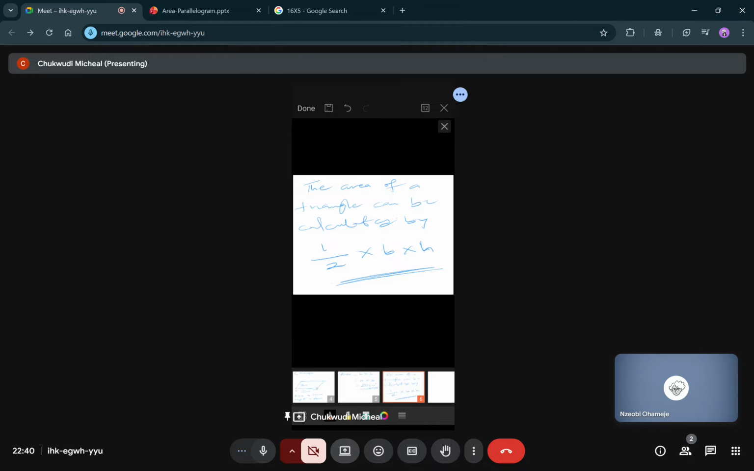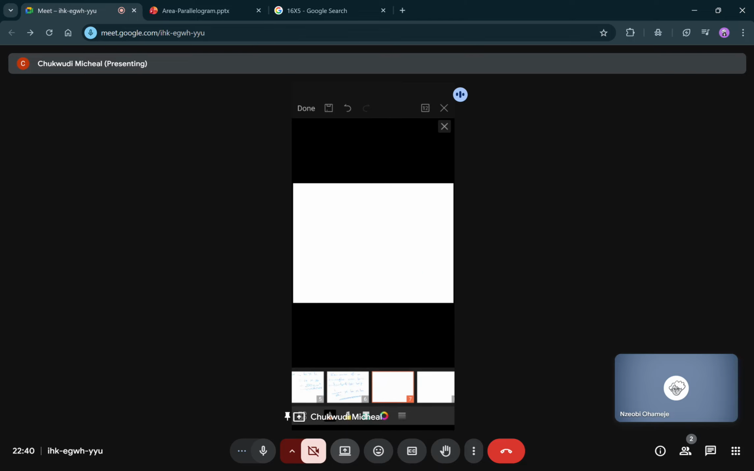Are you there? Good. So having known that, now look at this. Let me draw a triangle. Considering this triangle, the length from here to here is called the base. And then the length from here to here is called the height. Can you see what I'm doing?